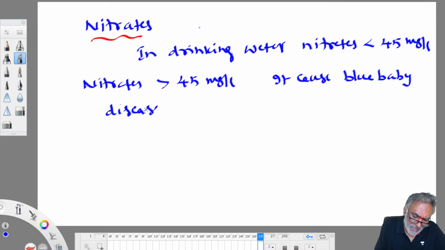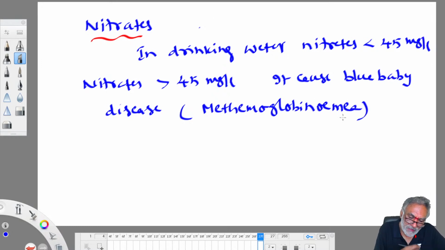Blue baby disease is caused by nitrates, or technically, medically it is known as methemoglobinemia. Okay? So nitrates in drinking water we measure by colorimetry, and it should be preferably less than 45 milligram per liter. So fluorides, nitrates. Then what else important thing?